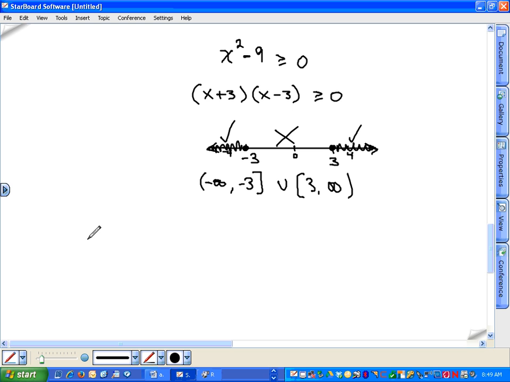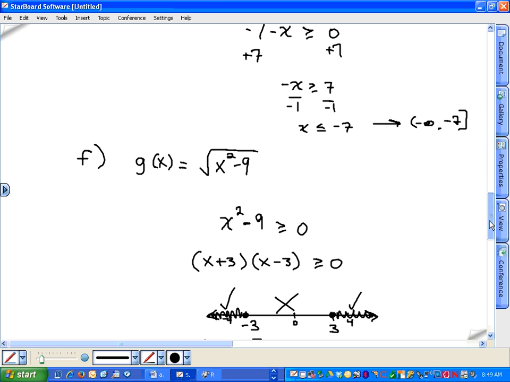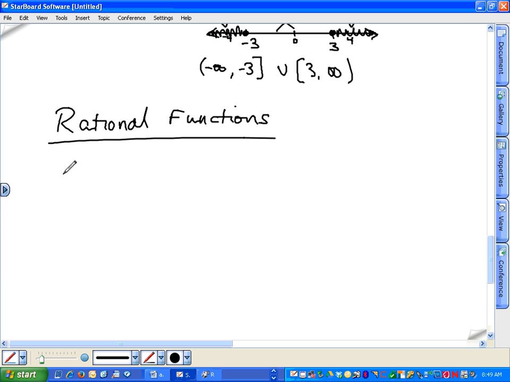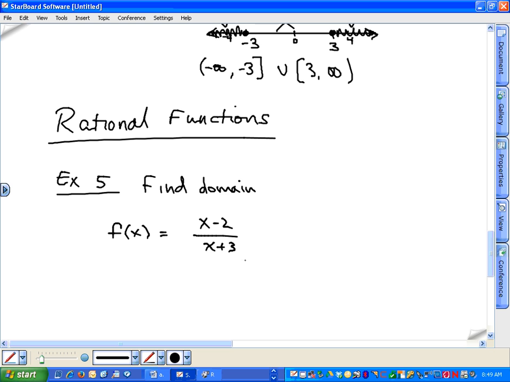The other common type of function that gives you domain problems are rational. These ones aren't so bad. We've seen a lot of these. So this is example 5. Find the domain. If the function f is equal to x minus 2 over x plus 3, that's a rational function. Rational means ratio or fraction.